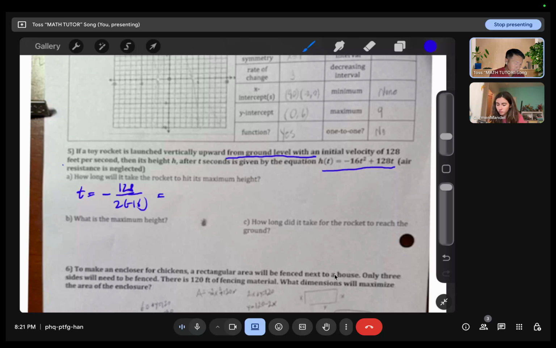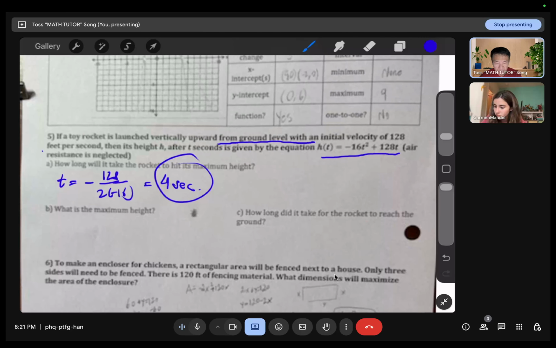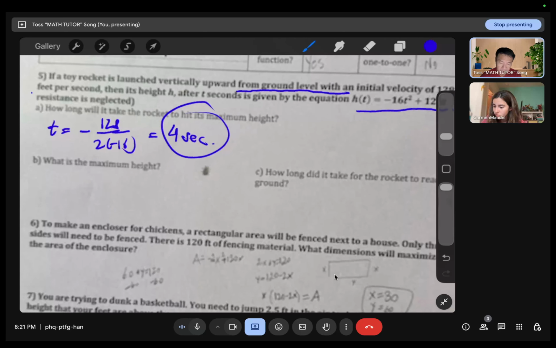128 positive divided by, so 32. Sorry, not 36, 32. Four times. So it's going to be 4 seconds. Yeah, so that's the answer. So 4 seconds is the time it's going to reach maximum. So it's a rocket, so it shouldn't take that long.